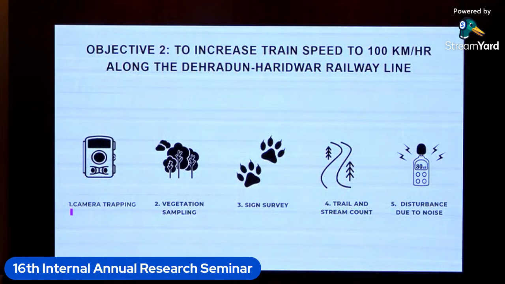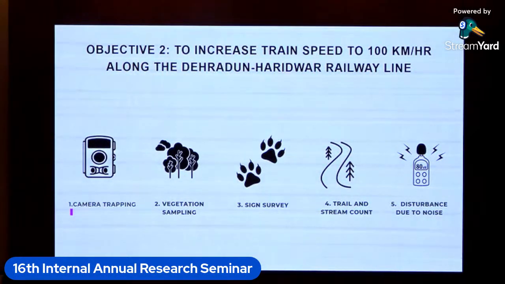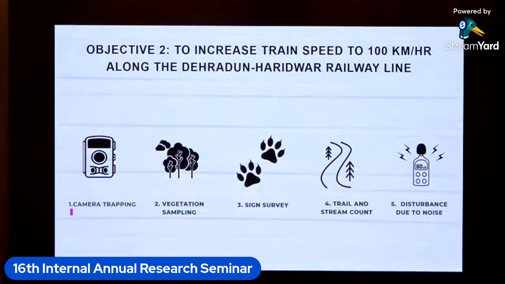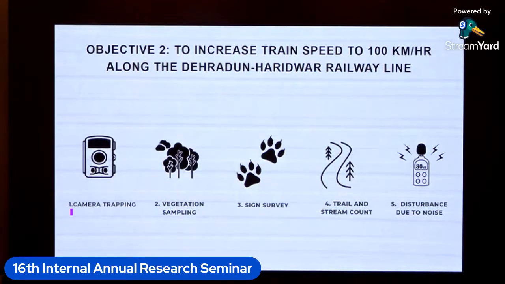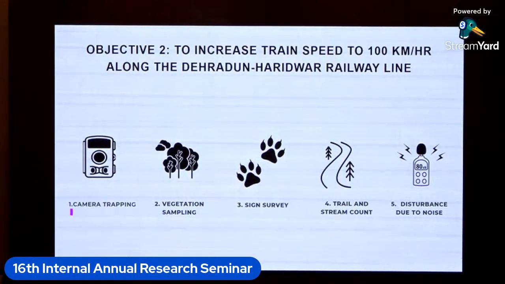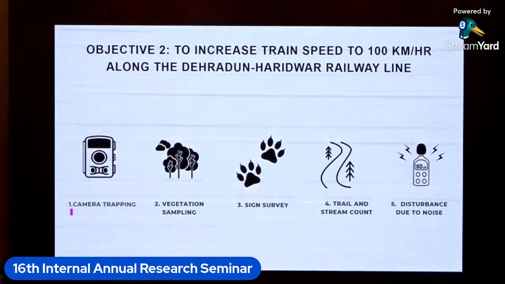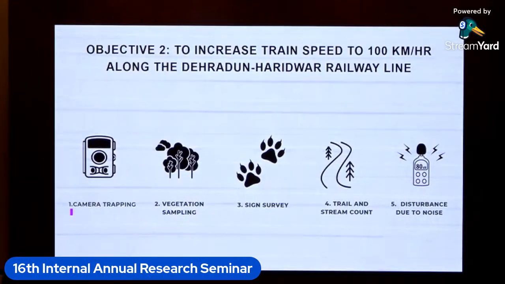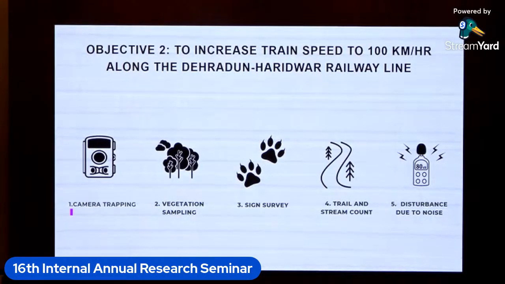To assess increasing the railway speed to 100 kilometers per hour along the Dehradun-Haridwar railway line, we conducted camera trapping, vegetation sampling, sign survey, trails and stream count, and disturbance due to noise. For camera trapping, an intensely studied area of 2 kilometers on both sides of the railway track was partitioned into 165 grids of 1 square kilometer, and a maximum of 3 cameras at a distance of 300 meters were placed. Vegetation sampling was done in a circular plot of 10 meters for trees, 5 meters for shrubs, and 1 meter for herbs at every 200-meter distance.